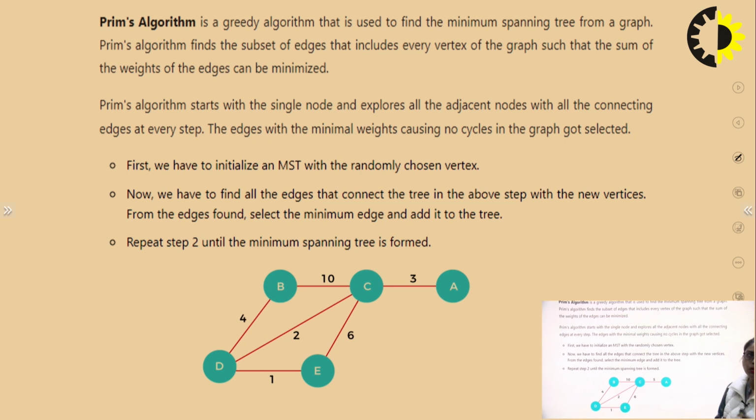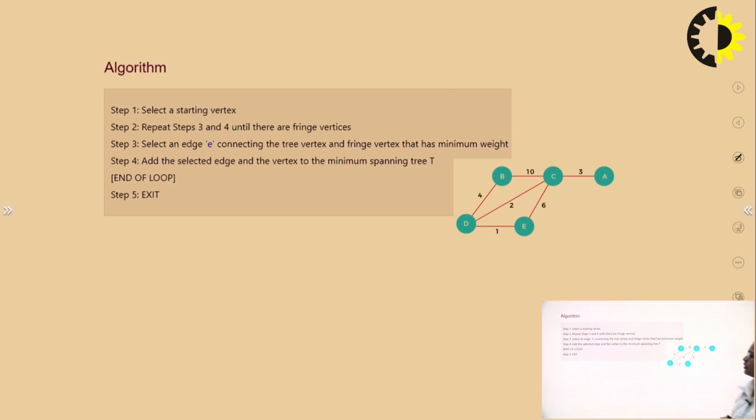Now, we have to find all the edges that connect the tree in the above step with the new vertices. From the edges found, select the minimum edge and add it to the tree. Repeat step 2 until the minimum spanning tree is formed. So, this is the algorithm. Select the starting vertex, repeat steps 3 and 4 until there are no free vertices. Select an edge E connecting the tree vertex and a free vertex that has the minimum weight. Add the selected edge and the vertex to the minimum spanning tree and end the loop.